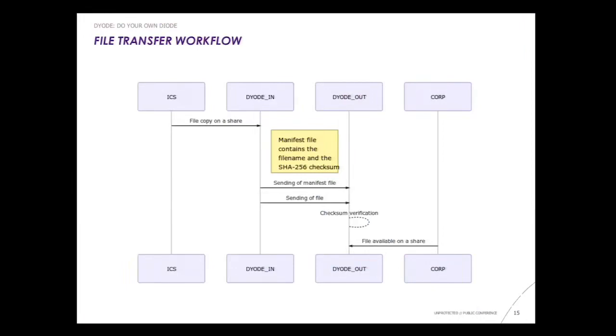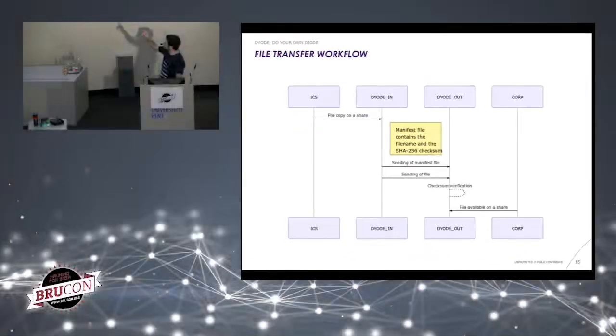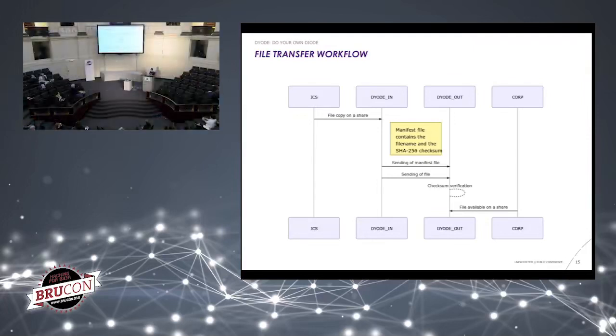On the left side, again, ICS. On the right side, the corporate network. So first thing, you copy a file into a network share. What's going on in the input corner, so in the first Raspberry Pi, it will take the file name, it will calculate a checksum and send that to the output Raspberry. Then it will send the file, it will calculate the checksum again. If it matches the one you received earlier, you know that the file is the right one, and it will be copied to the network share. And so the computer from the corporate network is able to connect to this network share and get the data.